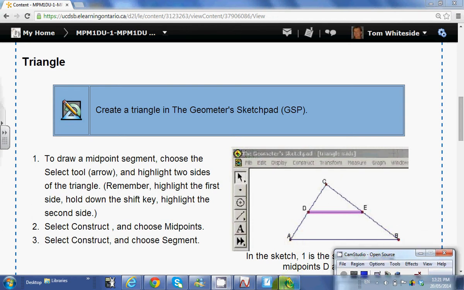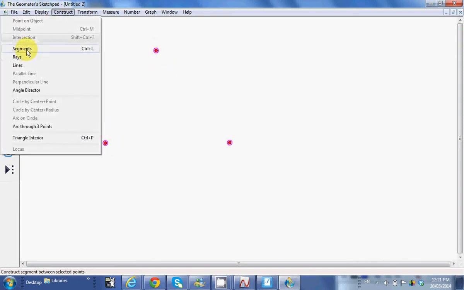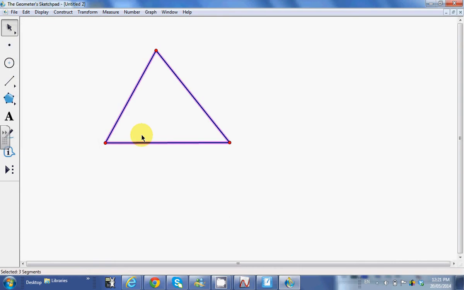Okay, so first thing we're going to do is open up Geometry Sketchpad and draw a triangle. I can just choose the point tool, which I usually use, and draw 3 points, any 3 points. And we'll go to construct and segments. So we get a nice triangle here.